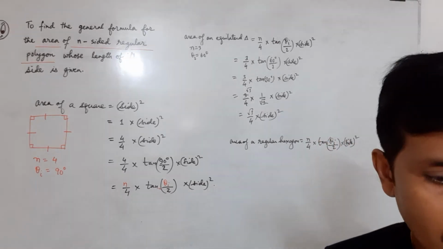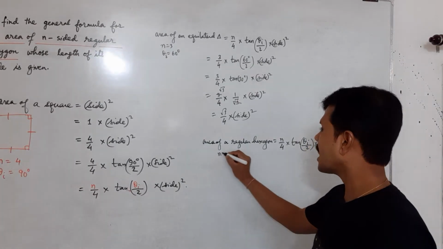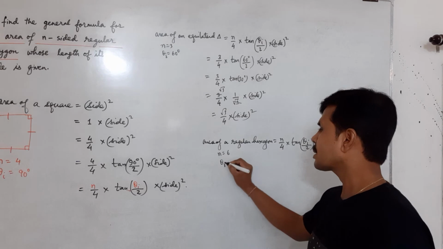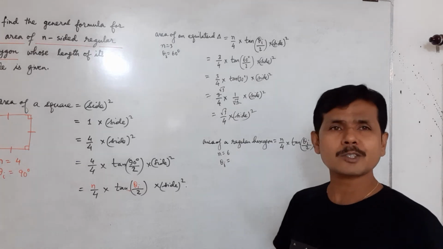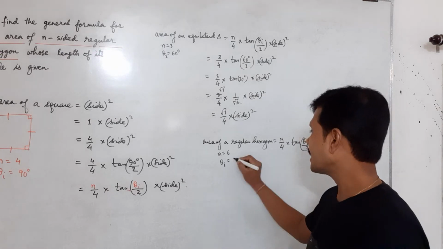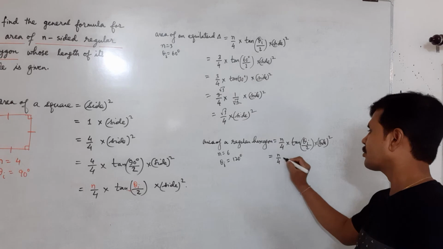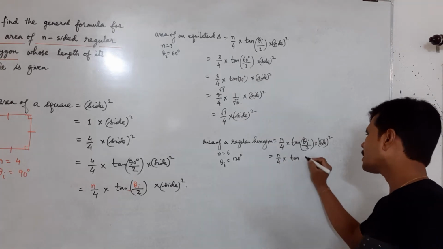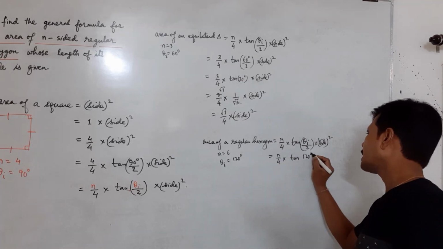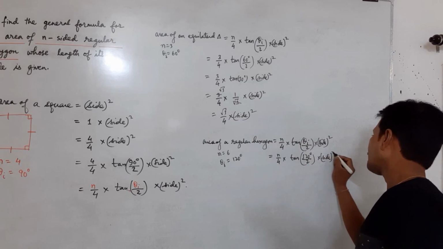Okay. Now, how many sides does a regular hexagon have? It has 6 sides. The measurement of each interior angle is equal to how much? It is 120 degrees. Fine. Now I wrote it over here: n upon 4 into tan of 120 degrees divided by 2 into side square.